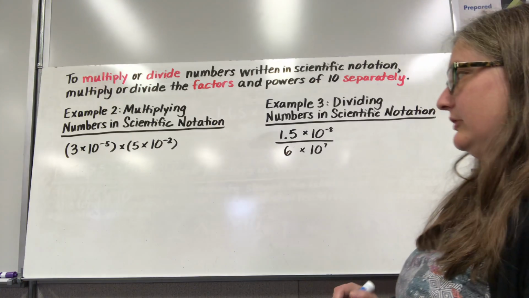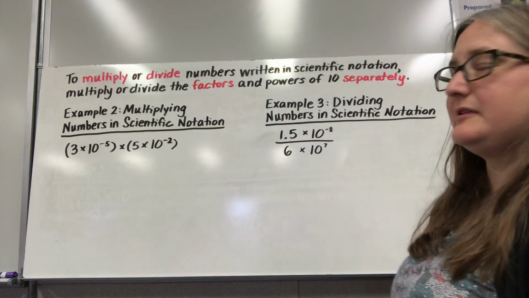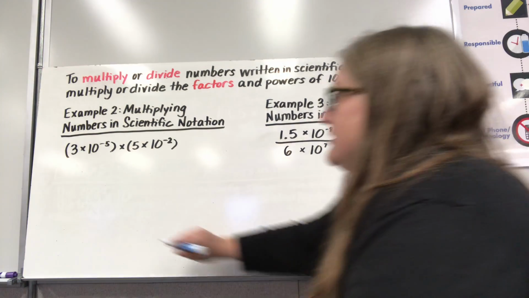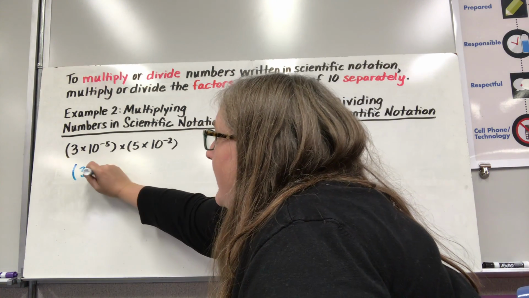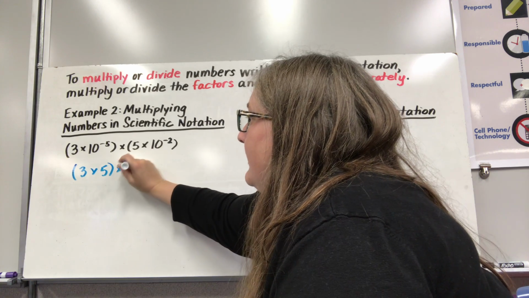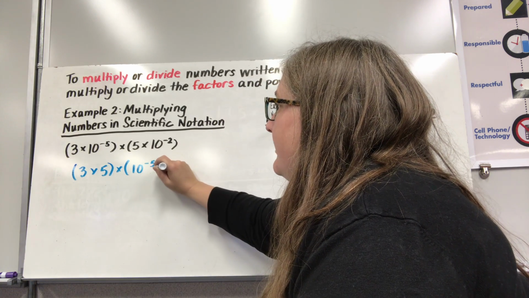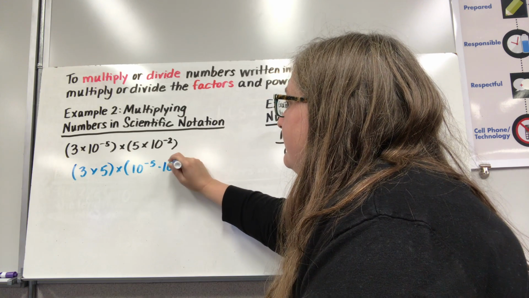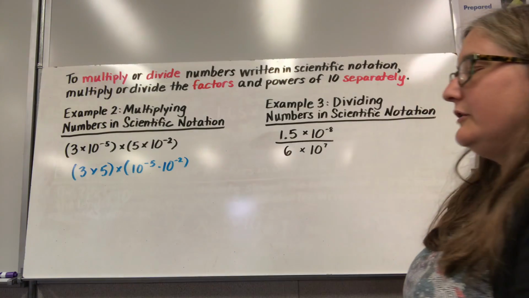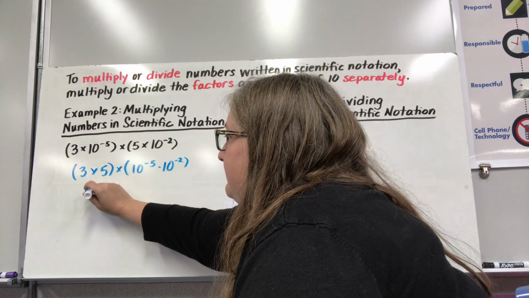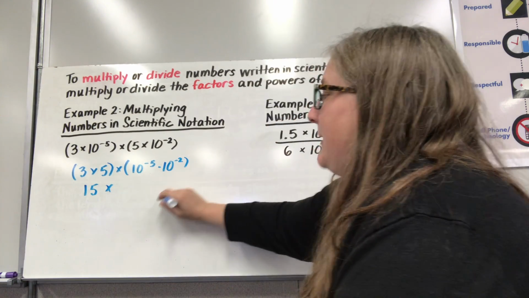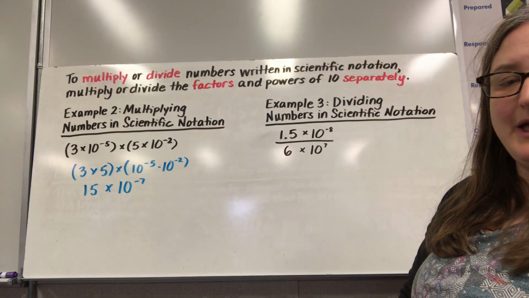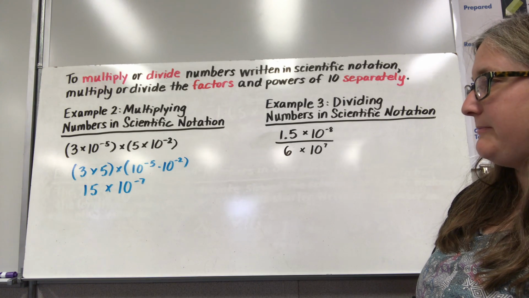So I can actually regroup this problem since it's all multiplication and the order of multiplication doesn't matter. I can regroup it as 3 times 5, my two factors, times 10 to the negative fifth times 10 to the negative second power. So the 3 times 5 is going to give us 15. To combine these powers, I'm going to add their exponents. So I get 15 times 10 to the negative 7th power.